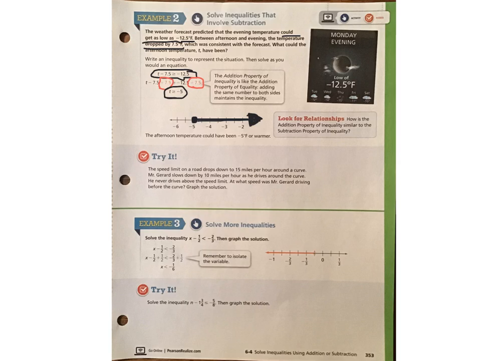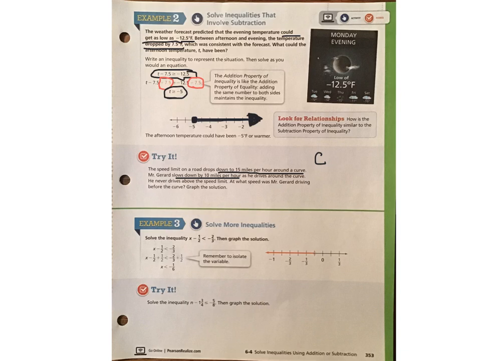Now take a look at the try it. The speed limit on a road drops down to 15 miles per hour around a curve. Mr. Gerard slows down by 10 miles per hour as he drives around the curve, and he never drives above the speed limit. At what speed was Mr. Gerard driving before the curve? So the speed he was driving before the curve becomes our variable. So I'm going to call that C.